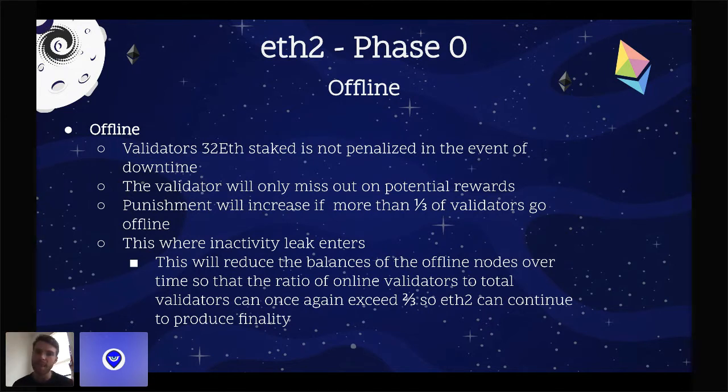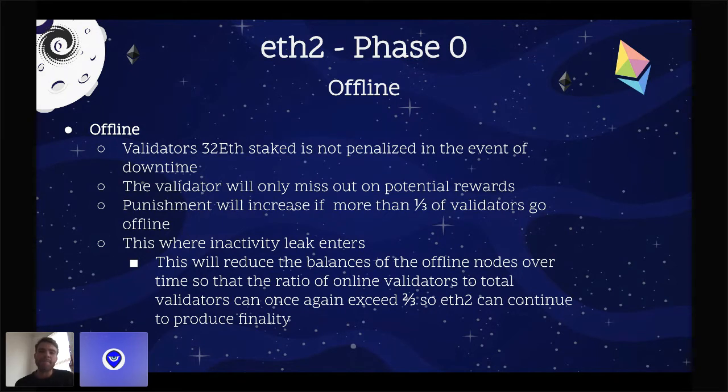Validators with 32 ETH staked are not penalized in the event of downtime, in the sense that I'm not going to lose the base 32 ETH that I have staked. I will not get slashed. However, I will miss out on potential rewards. If I have a power outage, or if I want to switch my infrastructure to something new, or whatever the case may be, that's not a heavy punishment.